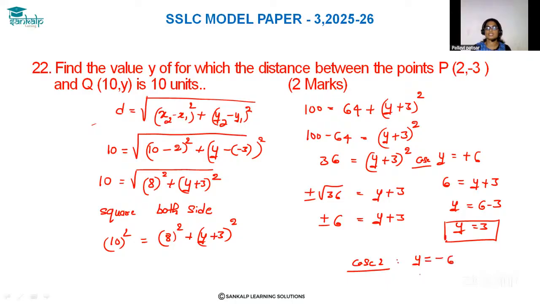So then minus 6 is equal to y plus 3. So y is equal to minus 6 minus 3. So this is equal to minus 9. Okay. So the values of y are 3 and minus 9. Thank you.